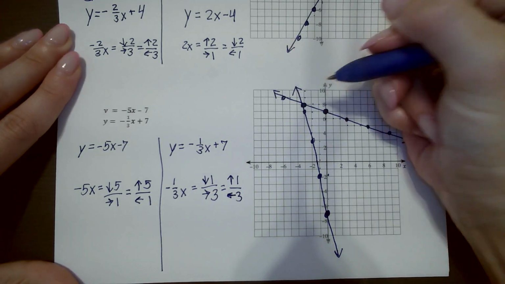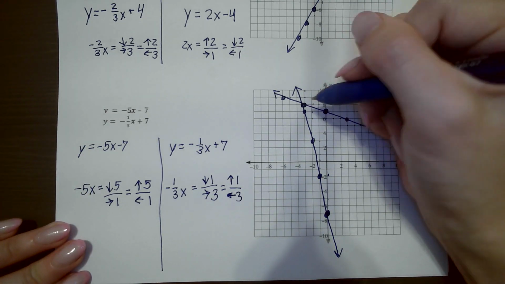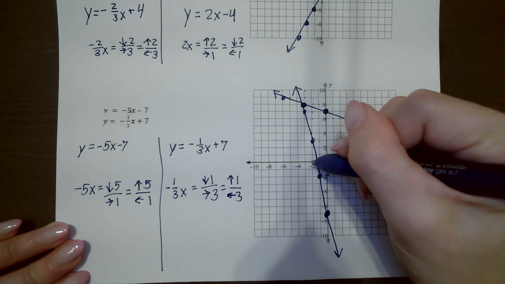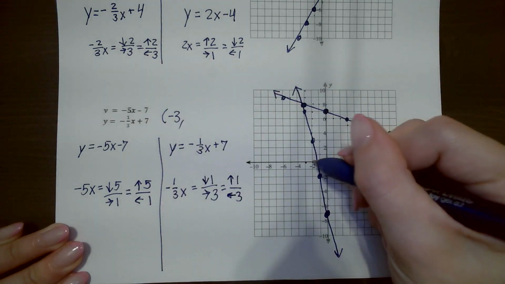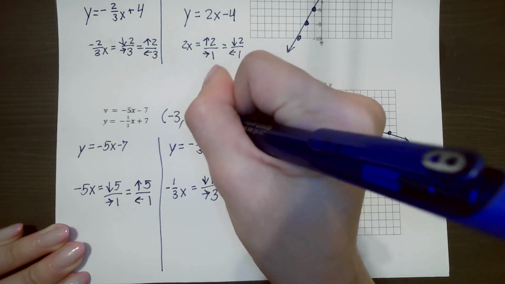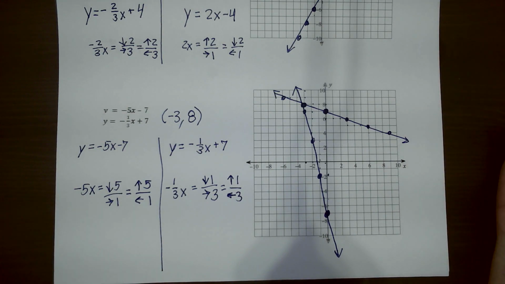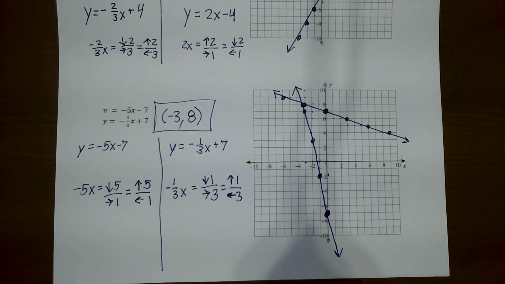It's right here. So that would be negative 1, 2, 3, and then up 8. Negative 3, 8. And that would be my solution. All right, so that's graphing to solve our systems.